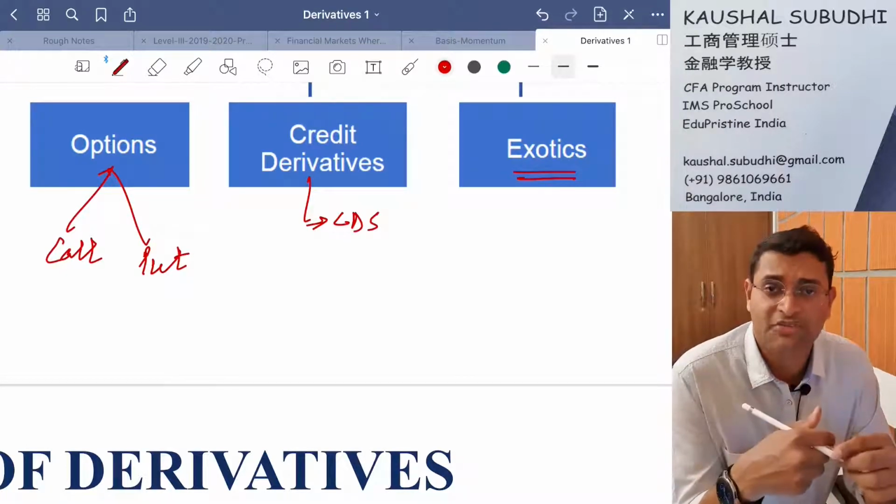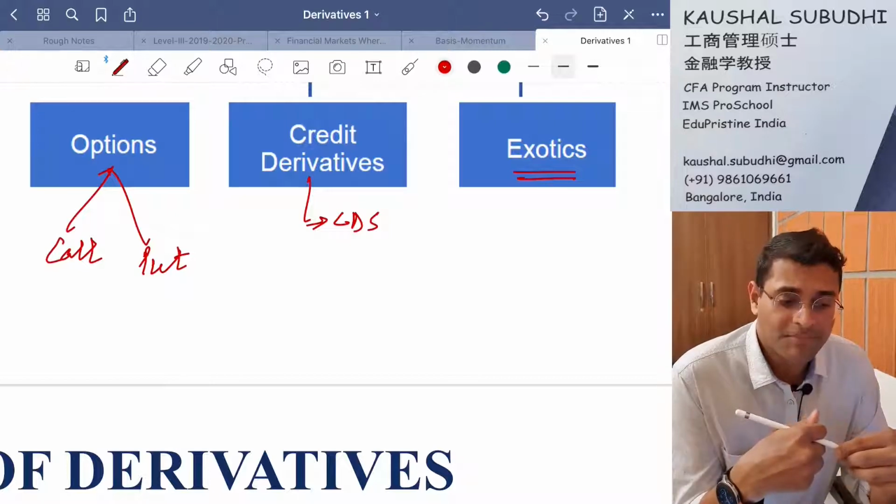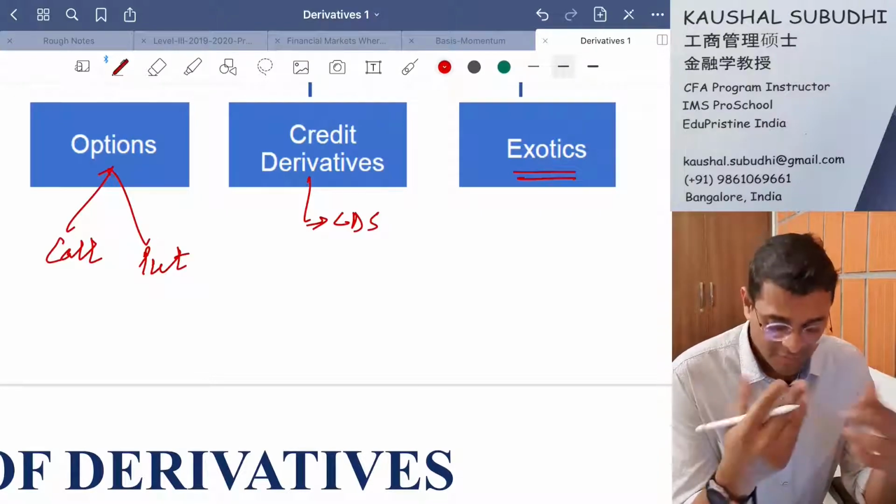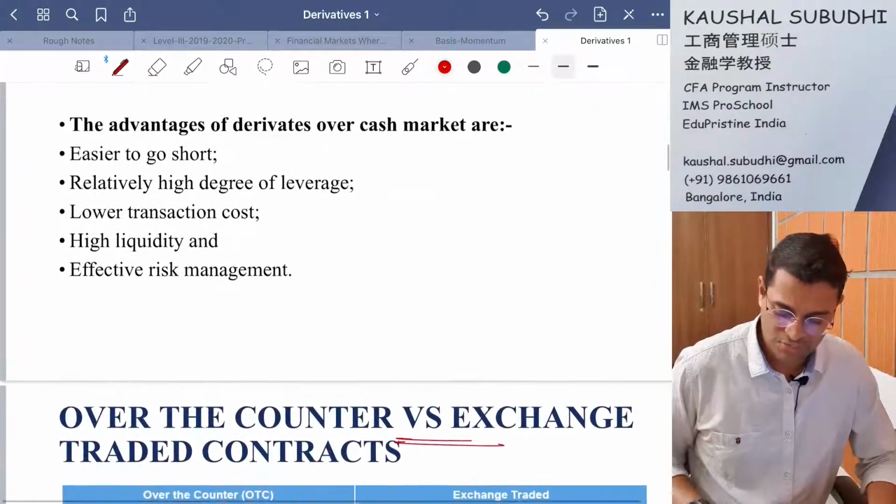Now these are the exotic varieties of options, and these options are really different from the regular options which we are going to see, and we would be having a discussion on the exotic options as well.